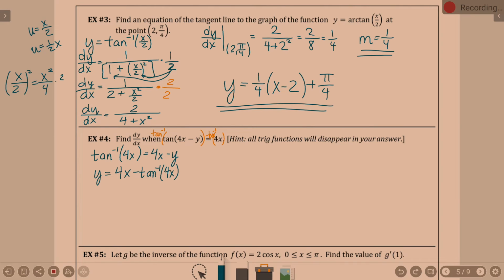Okay. Now we're ready. We have y equals, so let's try some derivative work. dy dx: derivative of 4x, 4, minus derivative of tangent inverse of something over 1 plus 4x squared, times 4. Right?